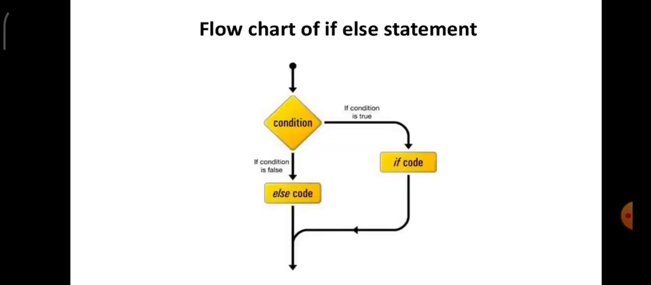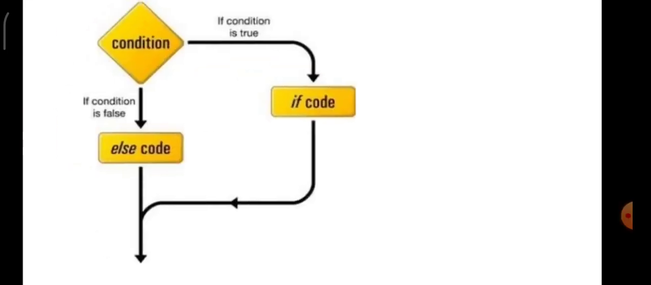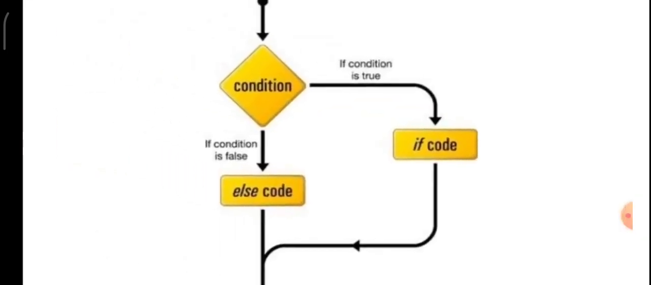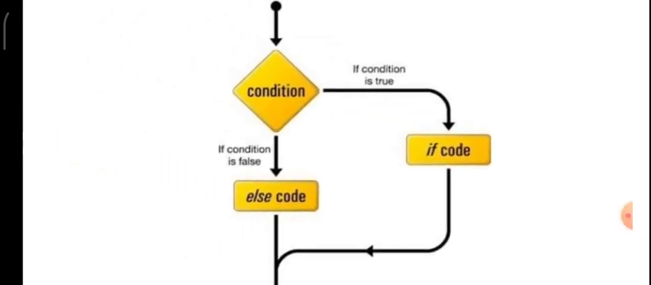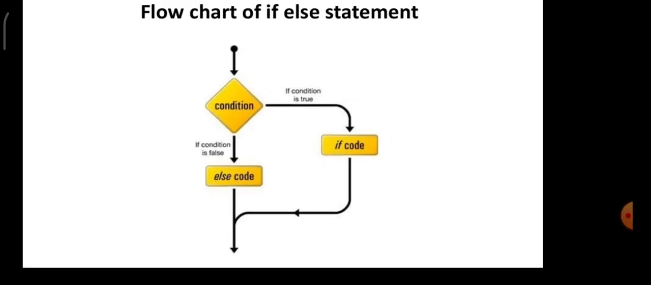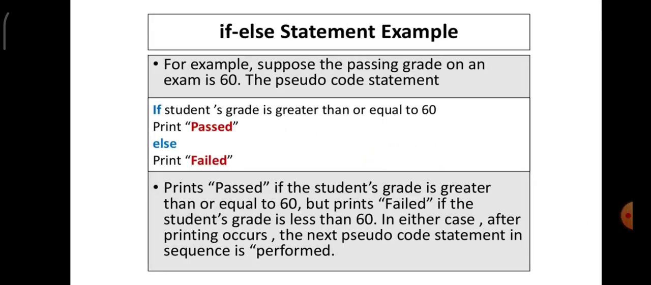As you can see, the flowchart of the if else statement. The condition is checked. If the condition is true, as it is very clearly given to you here, the if code is executed, otherwise the else code is executed. This is what you have to understand here.